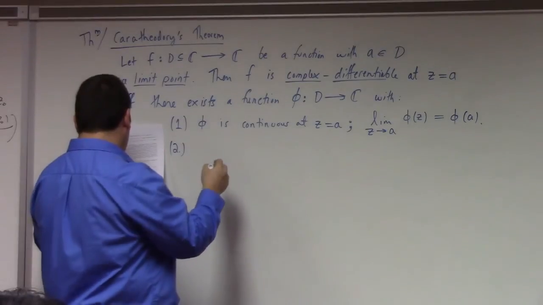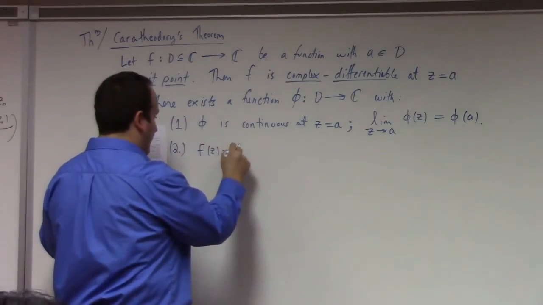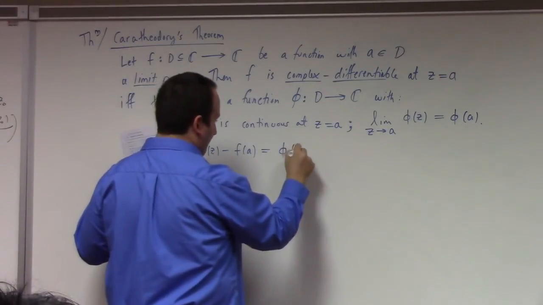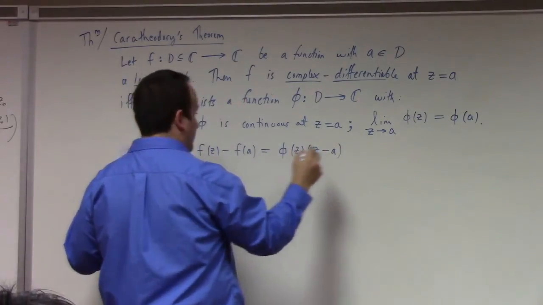So continuous means that the limit of the function is equal to the value of the function at the limit point. All right. And 2, we have that f of z minus f of A is equal to phi of z times z minus A for all z in D.